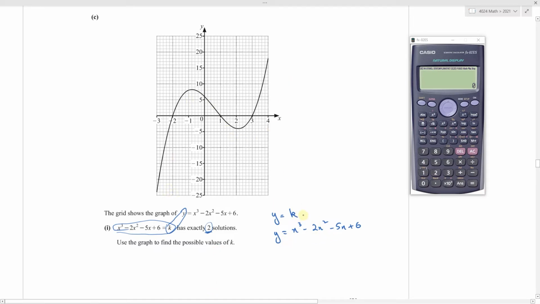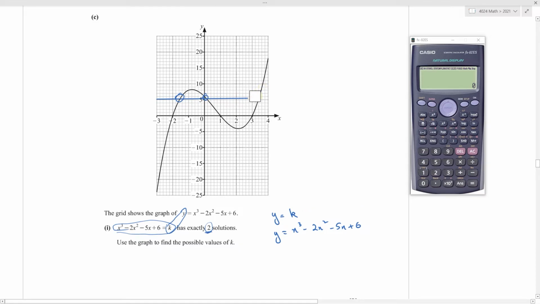What is the graph of y equals k? y equals k will be some horizontal line. So if, let's say, k is 15, it will be a horizontal line passing through 15 on the y-axis, and then you have a single intersection point. You're looking for two points of intersection. So what would be the value of k? Let's say if we draw it here at y equals 5, there are three points of intersection.